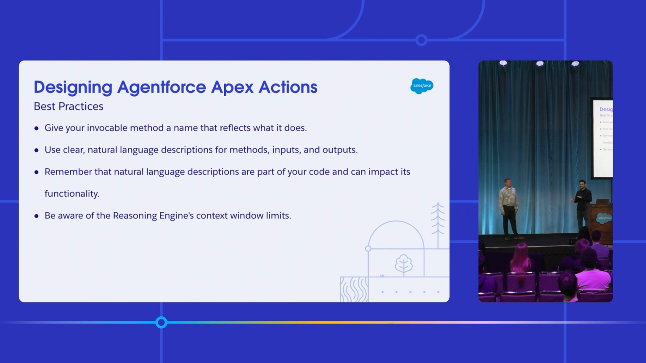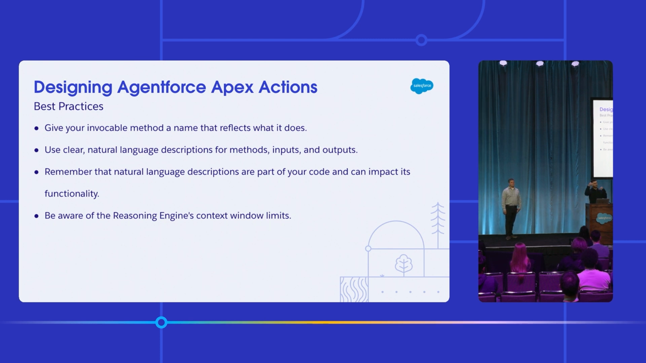And beware of this. This is something very important to understand: the reasoning engine's context window limits. These large language models have a context window. That means they can only hold a certain amount of information. Some of these large language models like Gemini have a 1 million context window, but some of these models have lesser context windows. So what does it mean?